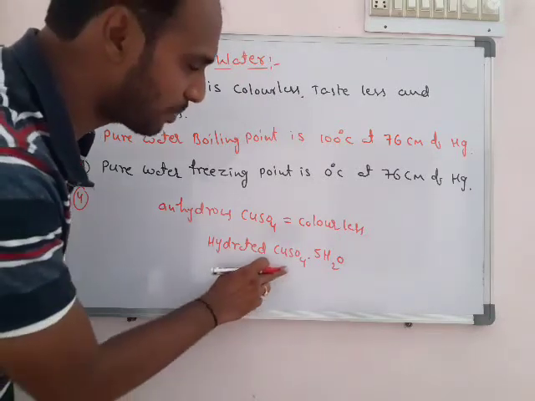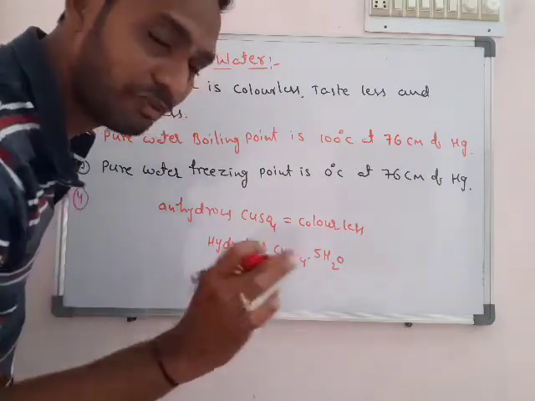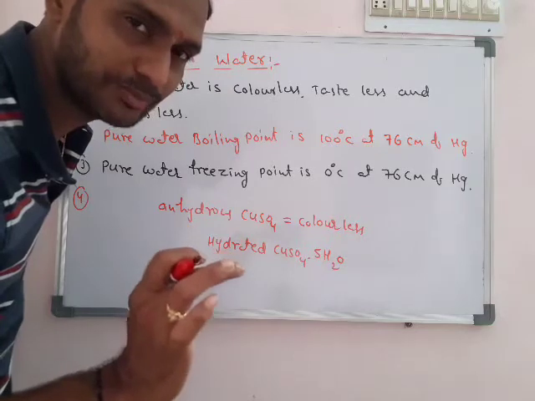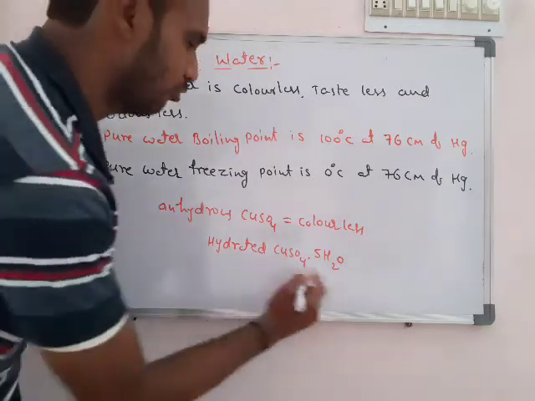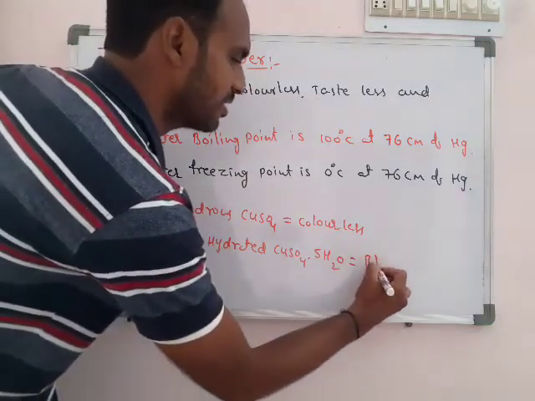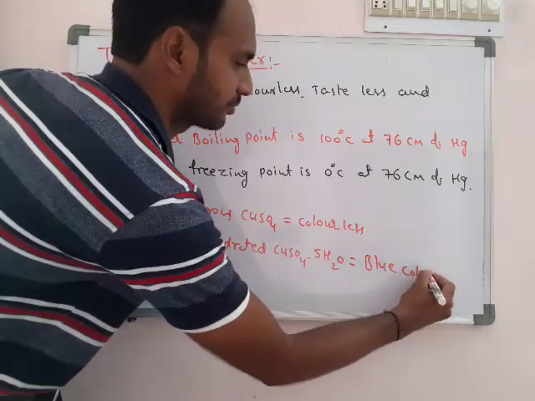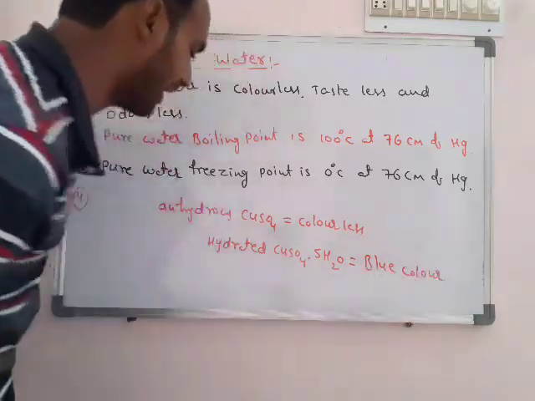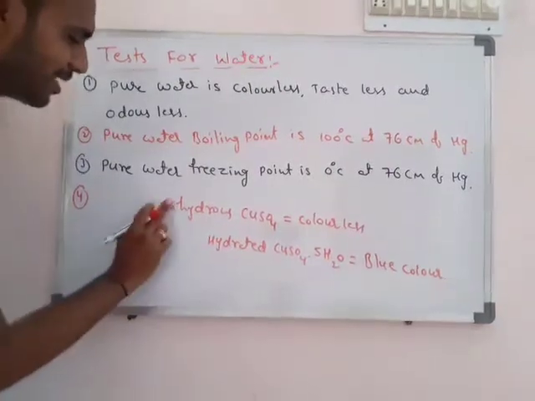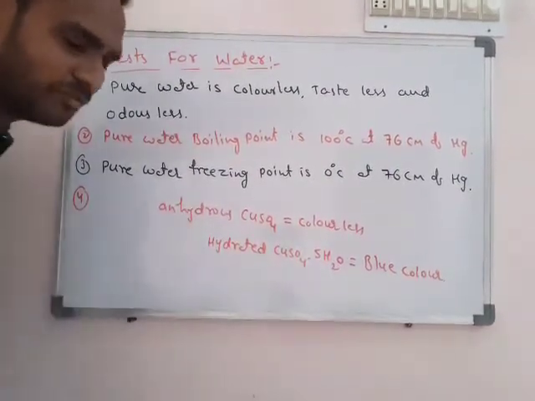So one copper sulfate molecule combined with only 5 H2O molecules only. It's fixed, it's the nature. So what is its color? It's a perfectly blue color. So anhydrous means without any water content.